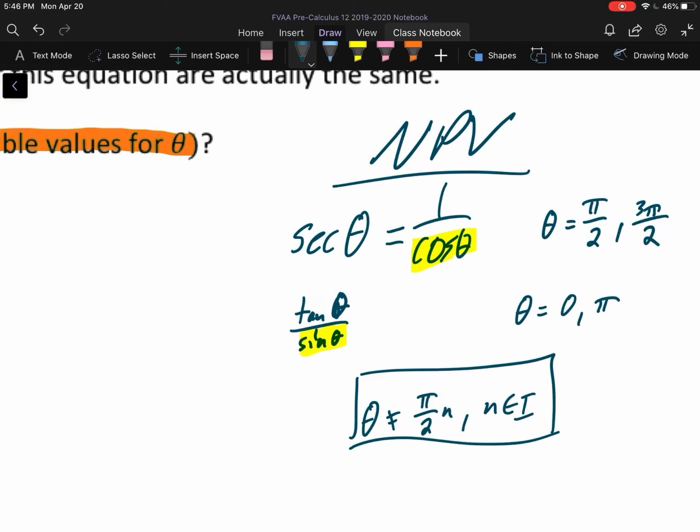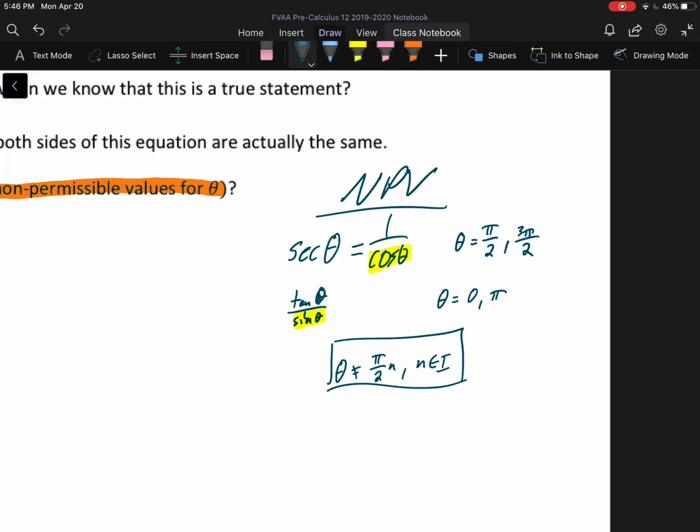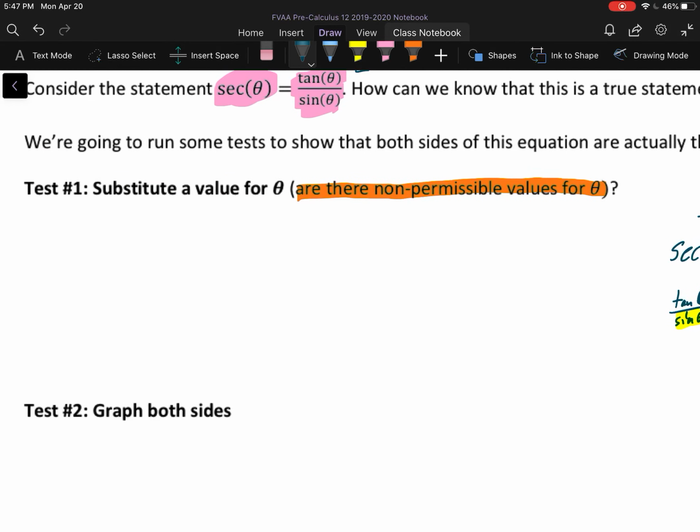This is something that, just like we've done in the past with non-permissible values and restrictions, at the beginning of the question you have to think about identifying before you move on. Some of the restrictions or non-permissible values will also show up as you do the question, so be looking out for those. Okay, so let's substitute a value for theta. Let's do something simple here.